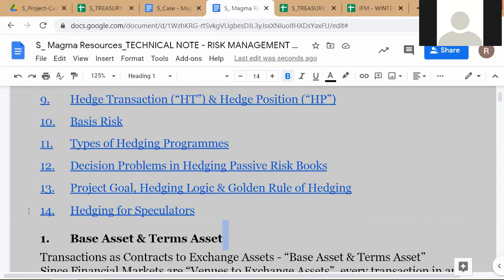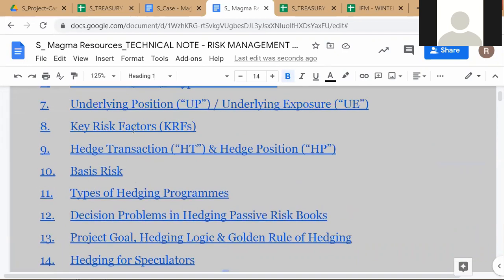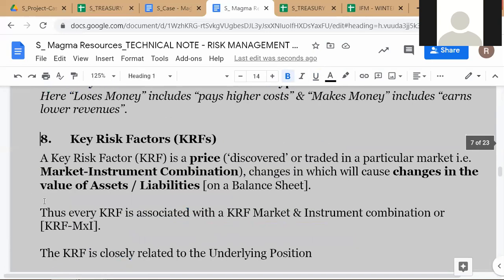Okay, so I think what we'll do is let's try and understand this balance sheet now. So far, based on what we have understood, we've already covered key risk factors, and we've also covered hedge transaction and hedge position. We also covered the previous notes. Okay, so key risk factor, remember, it's just a fancy name for a price. It could be the price of dollar yen, it could be the price of crude oil. So it's just a fancy name for a price.